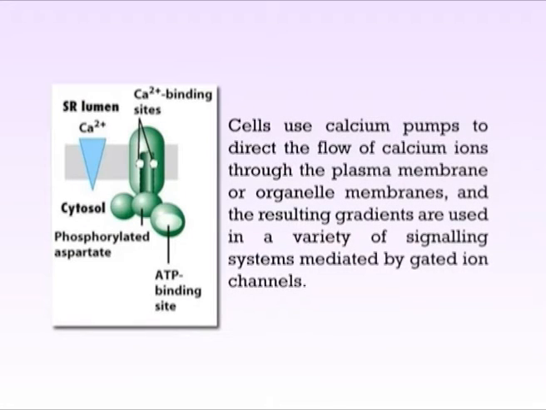In order for a cell to use calcium as a signaling molecule, the cell must create calcium gradients across membranes. So to obtain such concentration differences, calcium ions need to be actively pumped across the membranes against the concentration gradient. Cells use calcium pumps to direct the flow of calcium ions through the plasma membrane or organelle membranes, and the resulting gradients are used in a variety of signaling systems mediated by gated ion channels.